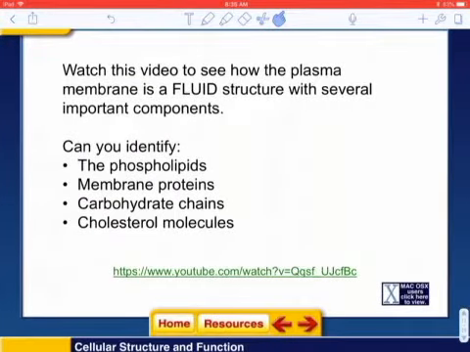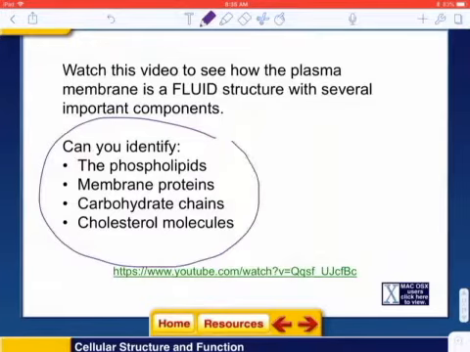Right? Finally, on this last screen, you have a link to a YouTube video that will review the structure and function of these 4 major components of our plasma membrane. But what I'd like for you to do now is, in a moment, go down to the computer lab and work through an activity called the cell membrane game.